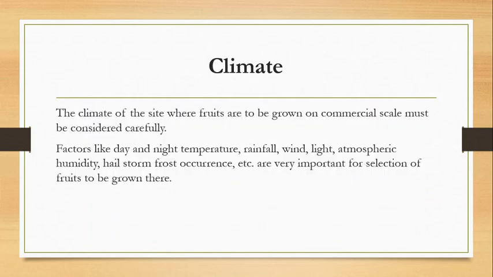Now, under climate, the climate of a site where the fruits are to be grown on a commercial scale must be considered carefully. Some important climatic factors such as day and night temperature, rainfall, wind, light, atmospheric humidity, hailstorms and frost occurrence are very important for the selection of fruits to be grown there.